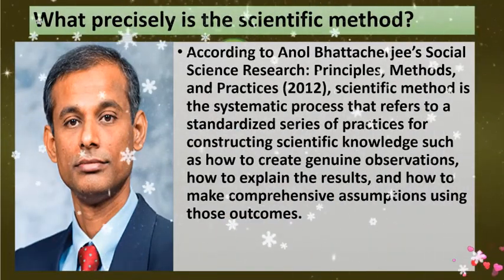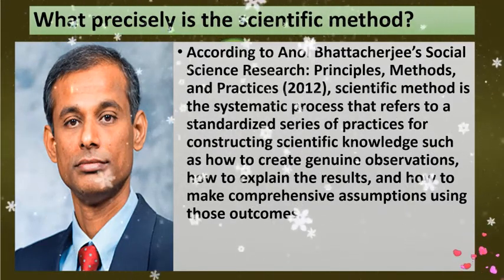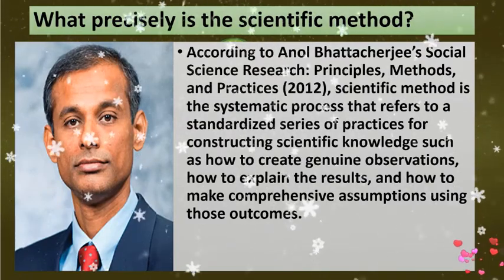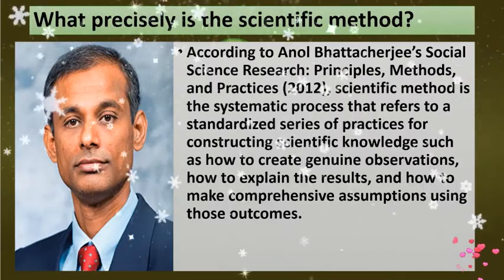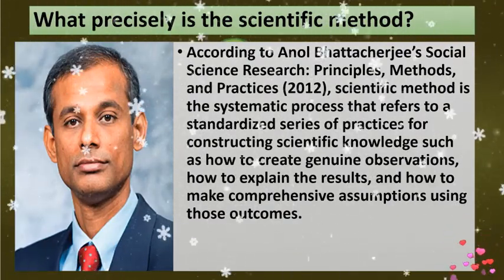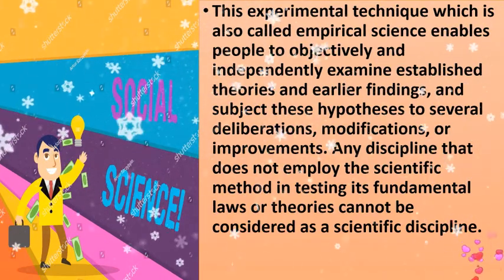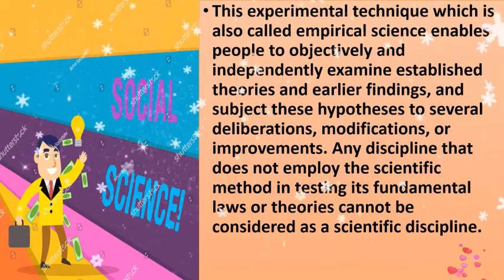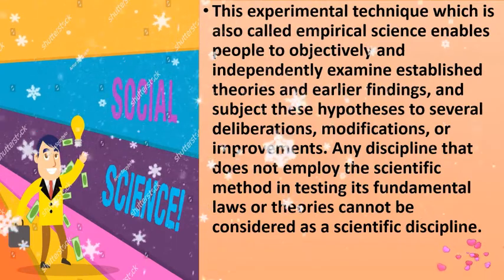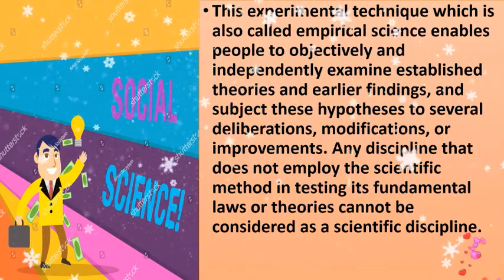So what precisely is the scientific method? According to Arnold Bhattacharjee, Social Science Research: Principles, Methods, and Practices, 2012, scientific method is the systematic process that refers to a standardized series of practices for constructing scientific knowledge, such as how to create genuine observations, how to explain the results, and how to make comprehensive assumptions using those outcomes. This experimental technique, which is also called empirical science, enables people to objectively and independently examine established theories and earlier findings and subject this hypothesis to several deliberations, modifications, or improvements. Any discipline that does not employ the scientific method in testing its fundamental laws or theories cannot be considered as a scientific discipline.